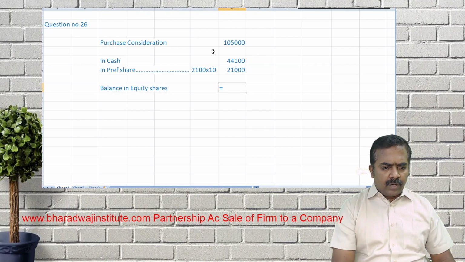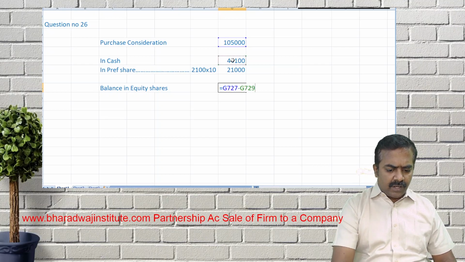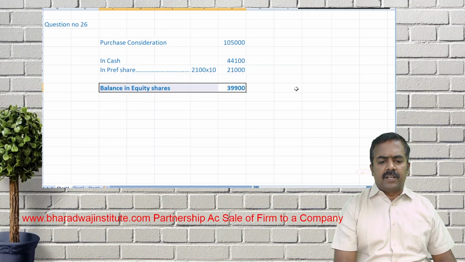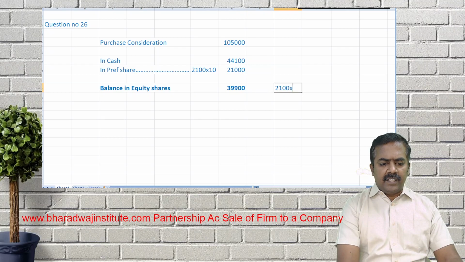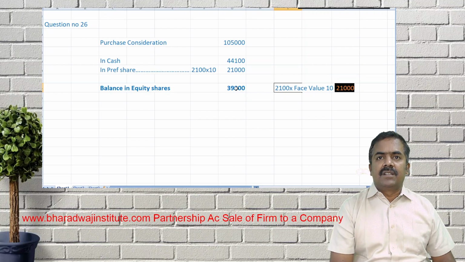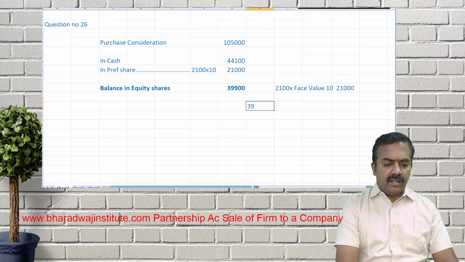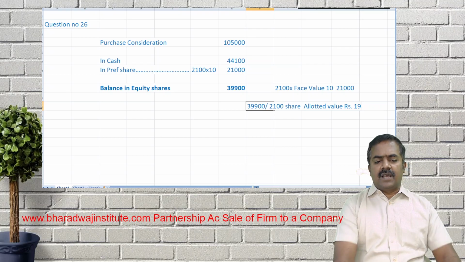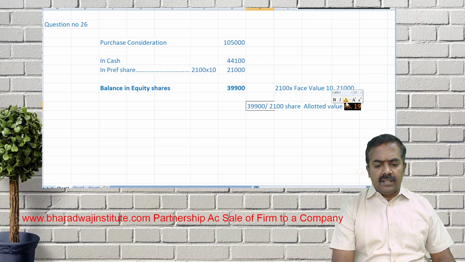Here, if we check the value, 1,05,000 minus 44,100 minus 21,000 gives 39,900. But look at the shares they have given: 2,100 shares, and what is the face value? The face value is 10 rupees, so that would be 21,000. But the allotted value is how much? 39,900 divided by 2,100 shares is rupees 19, which means they are allotting at a premium.